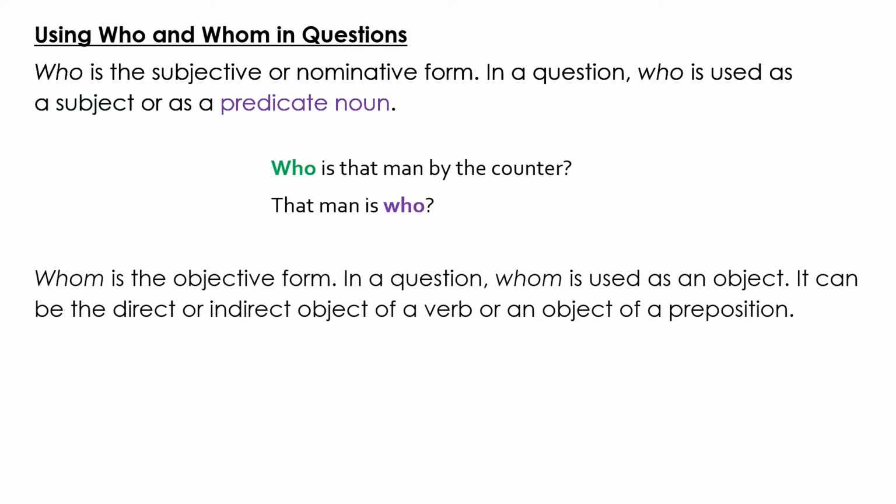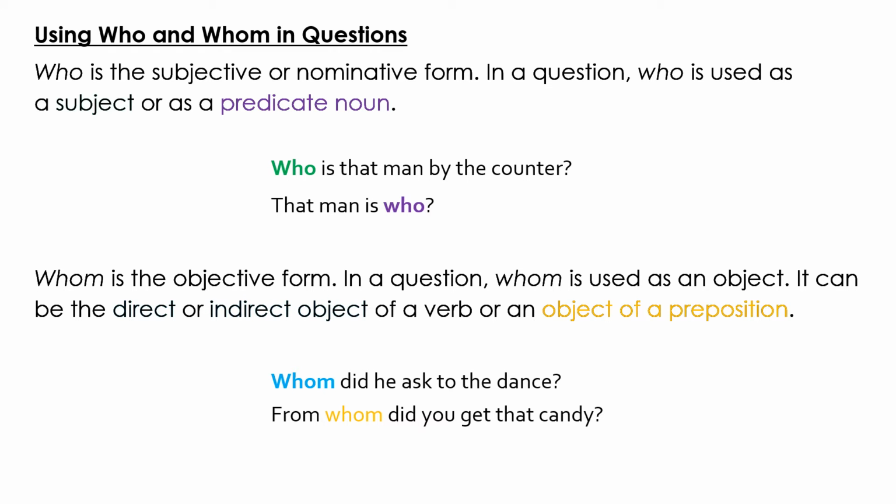Whom is the objective form. In a question, whom is used as an object. It can be the direct or indirect object of a verb or the object of a preposition. Whom did he ask to the dance? If you switch the sentence around, you could say he did ask whom to the dance. Whom would be the direct object. From whom did you get that candy? Whom is the object of the preposition from.